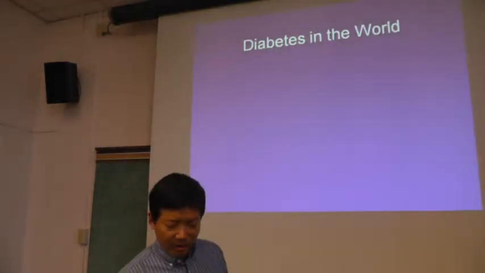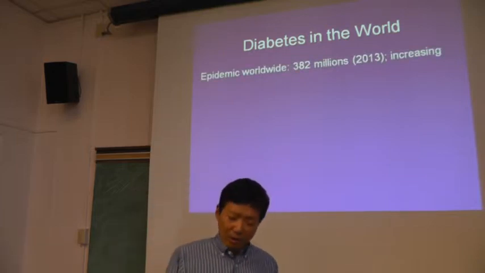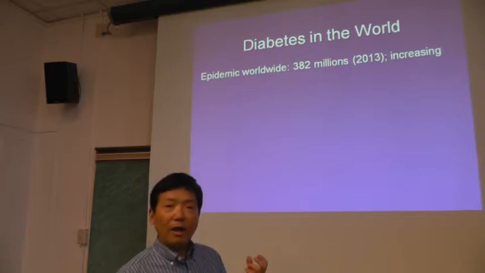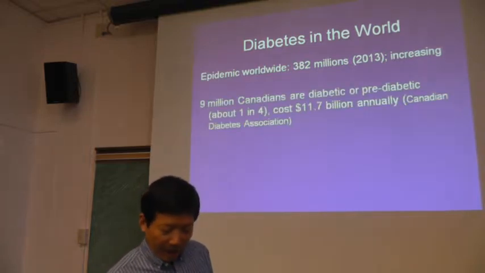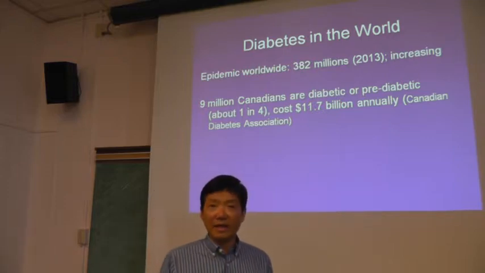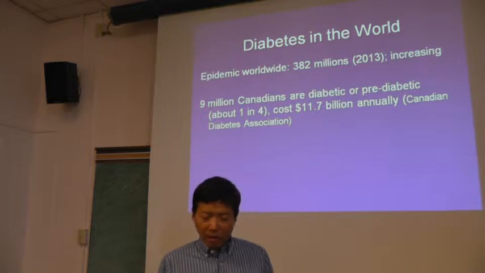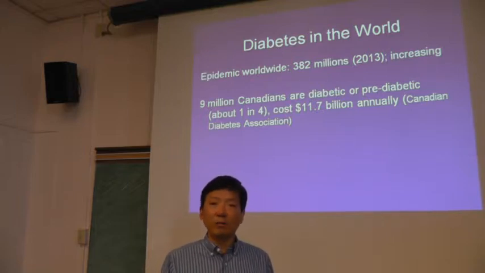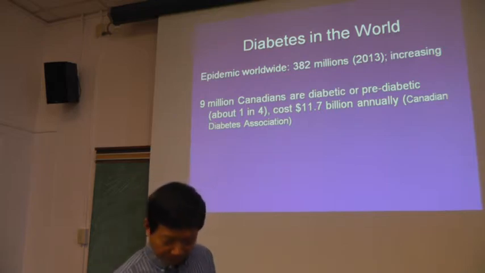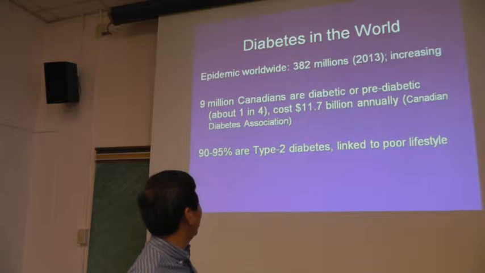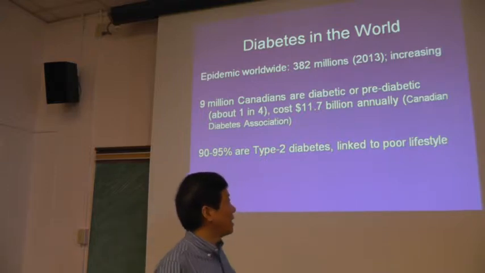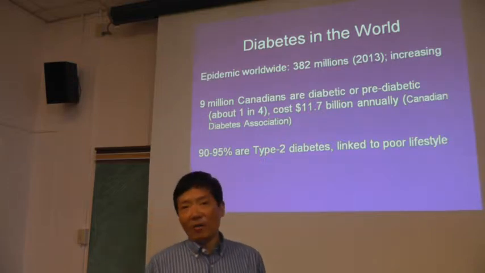Diabetes in the world is epidemic, right? Over the world, 380 million people have diabetes, and it's increasing. In Canada, the Canadian Diabetes Association estimated that 9 million Canadians are either diabetic or pre-diabetic. That's nearly 1 in every 4 Canadians, including everyone: infants, old people, etc. And 90 to 95% of these are type 2 diabetes that I mentioned earlier, and it is strongly linked to poor lifestyle.